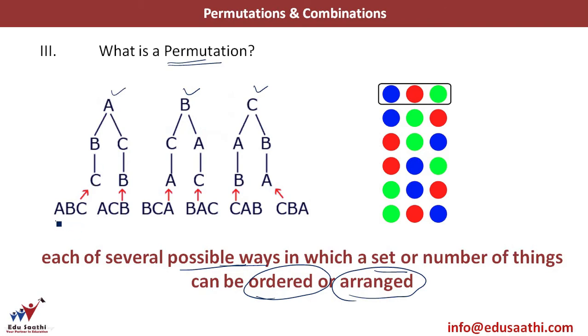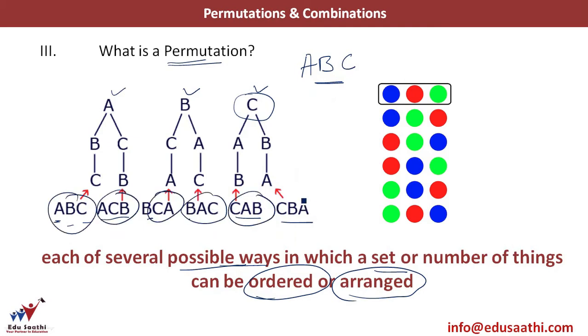I can either have A first, then B and C, or A first, then C and B, or I can have B first, then C and then A, or B, A and C. If I take C first, I will have C, A and B, and then C, B and A. So these three letters A, B, C can be arranged among themselves in how many ways? 6 ways: 1, 2, 3, 4, 5 and 6. And all these words are different.